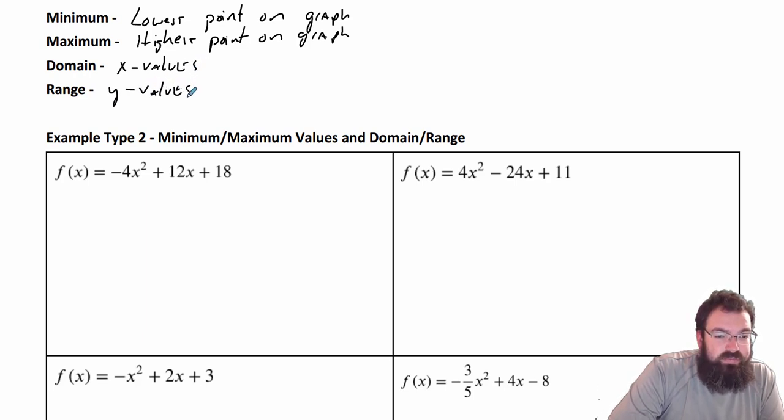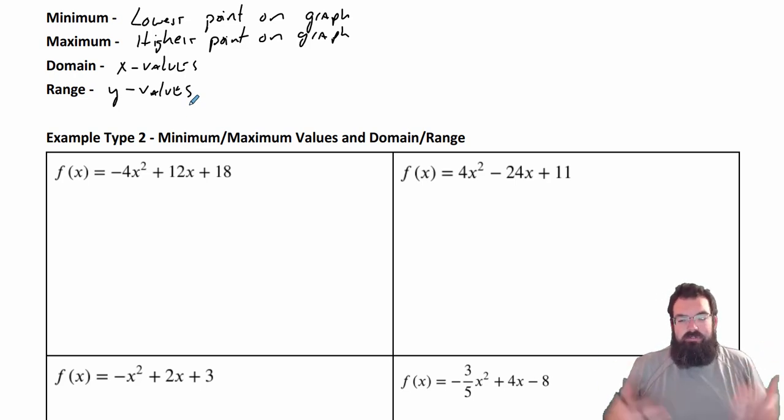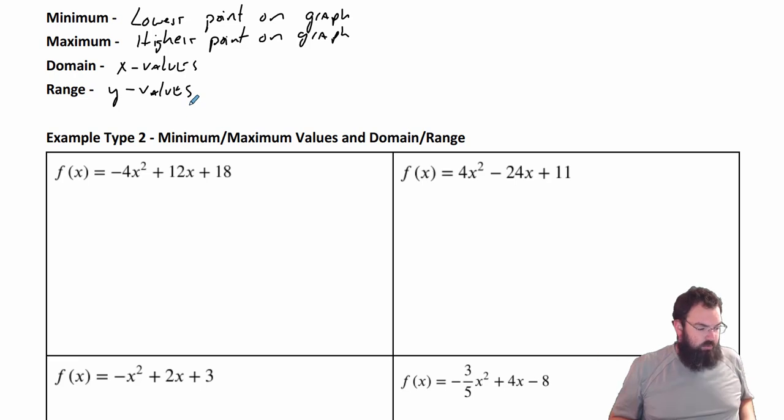Now, when I say x values and y values, it's the x values and y values that I'm able to get out of the function. You can't just be like, oh, it's -3. Well, it might not even exist at -3, so we got to do some math to figure that out. Okay? All right.